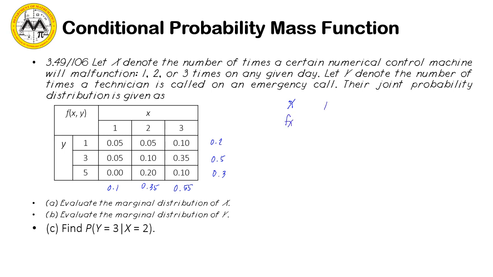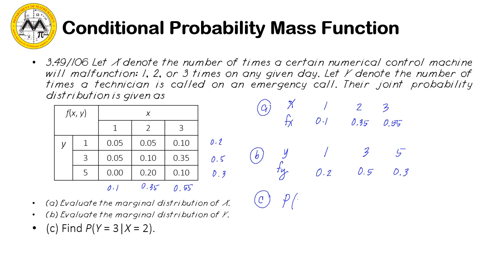So we can have x and f sub x. The values of x would be 1, 2, or 3. When x is 1, it would be 0.1. When x is 2, 0.35. When x is 3, 0.55. For the marginal distribution of y, y can be 1, 3, or 5. So f sub y is 0.2, 0.5, and 0.3. So this is A, B, and C.